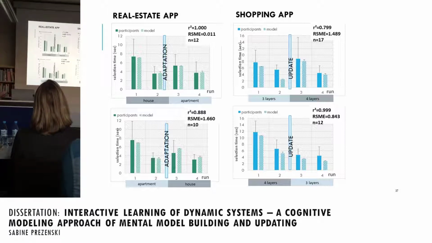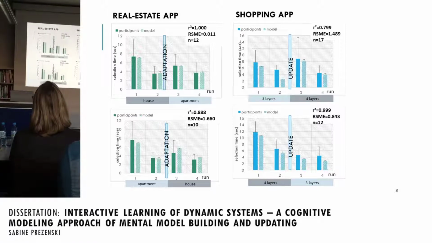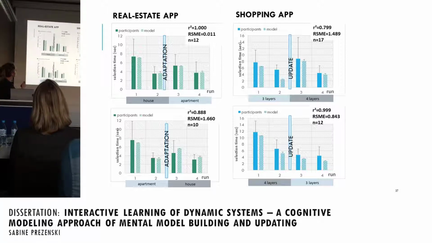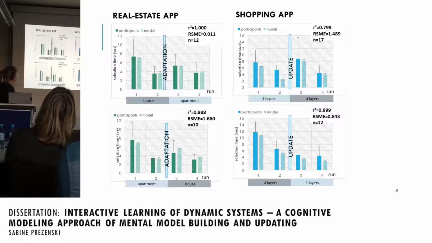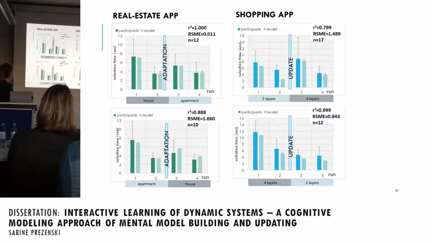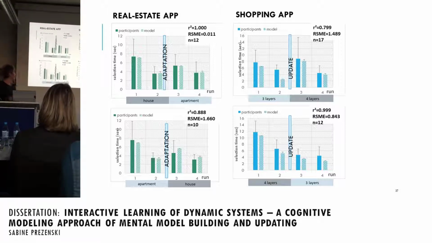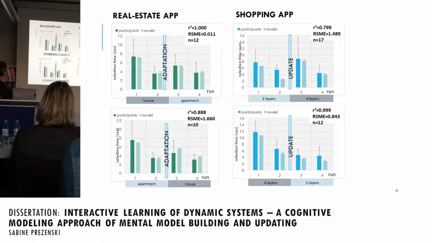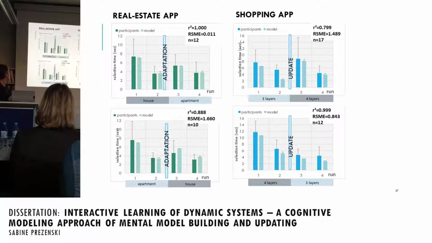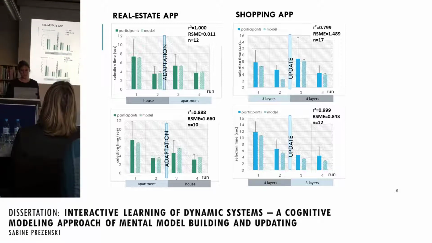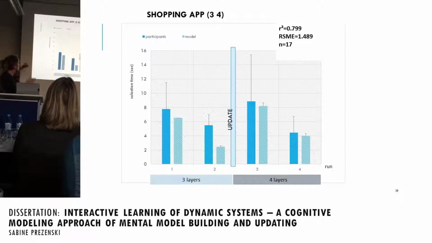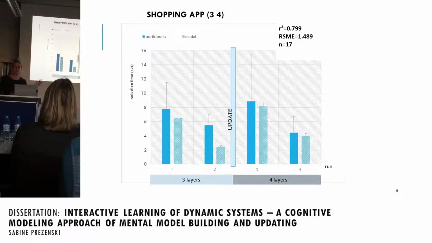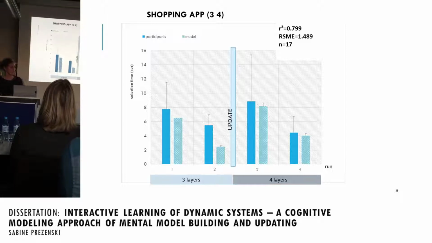So we have here an overview of the data of all 4 studies from the real estate app and the shopping app, and the dependent variable is always the average item selection time in 1 block. We have the empirical data and the model data, and then we have the switch that's the same. I'm just going to explain the data for one specific study for the shopping app, study 3-4, where they started with the 3-layer version and then switched to the 4-layer version.